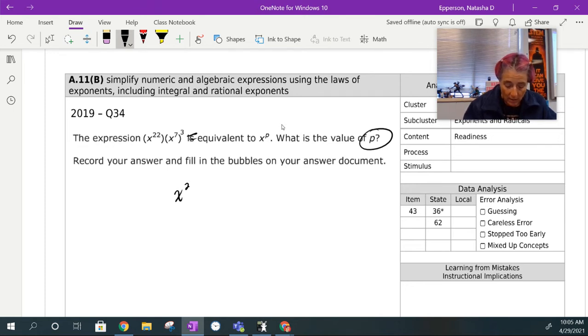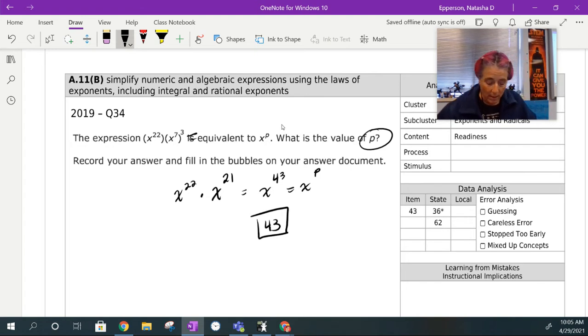So this would become x to the 22 times, I'm going to distribute that 3. So that becomes x to the 21 because 7 times 3 is 21. Now I'm going to add the exponents. So that becomes x to the 43, and that's equal to x to the p. So that p value is equal to 43. So our answer that we'd box in on the Scantron is 43.